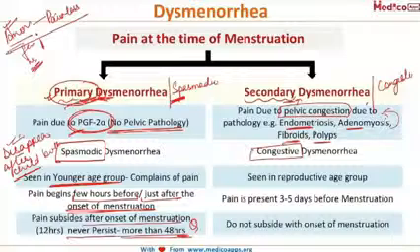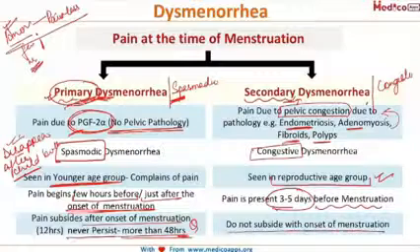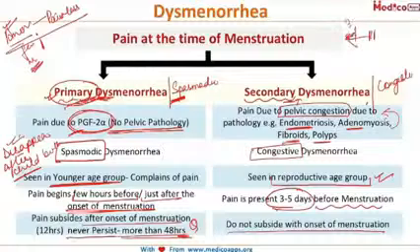Now this is seen in the reproductive age group. We said that primary dysmenorrhea is rarely seen in the reproductive age group. Here we say that secondary dysmenorrhea is seen in the reproductive age group. In this, the pain is present 3 to 5 days before the onset of menses, and it does not subside even with the onset of menses. So a pain which starts 3 to 5 days before the onset of menses and does not subside even with the onset of menses will continue even after the onset of menses.